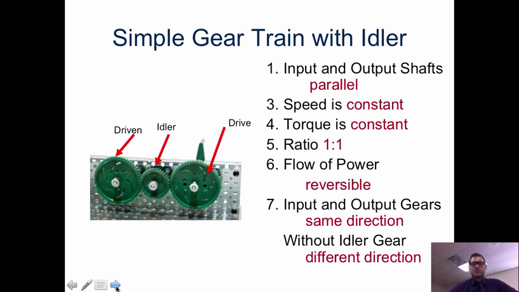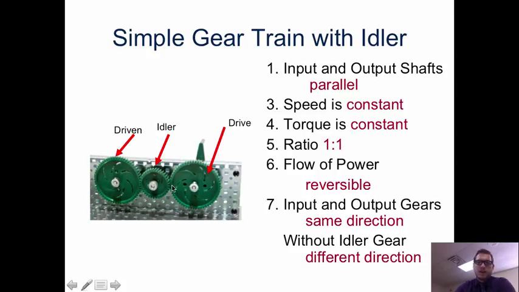The flow of power is reversible. And the input and the output gears go in the same direction. Without the idlers, they go in different directions. Now how can that be? We have a large gear here, then a smaller gear, and the large gear here. So how's the ratio the same?